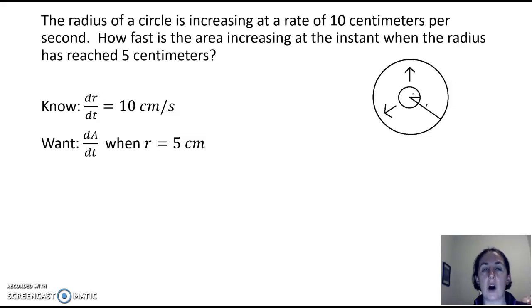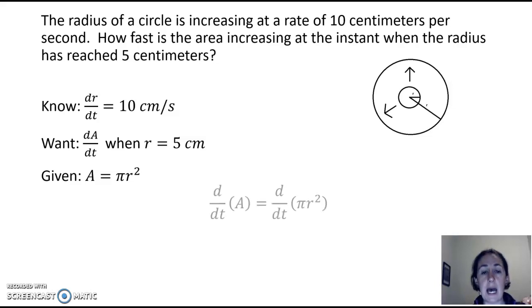All right, so now we have to find some given relationship. How are A and r related? Well, the area of a circle is pi r squared. And so we're looking at the rate at which A and r are changing with respect to time, so we will take the derivative with respect to t of both sides. The derivative of A is 1, but since we're differentiating A with respect to t, we need a dA/dt.